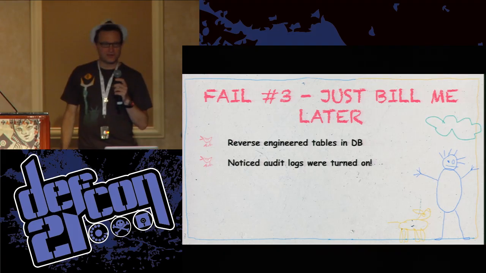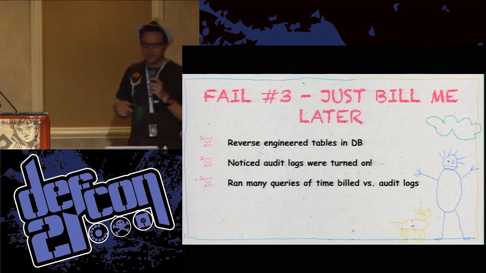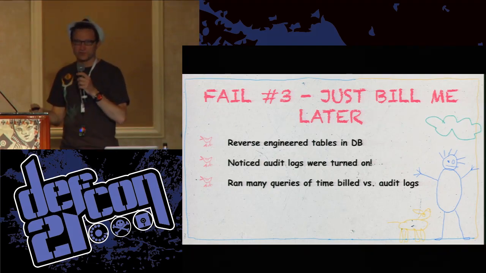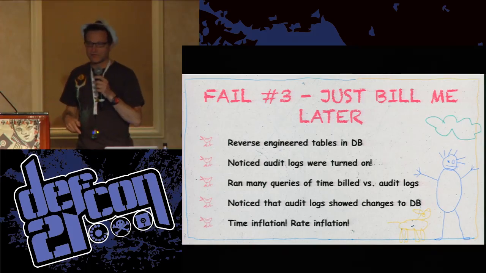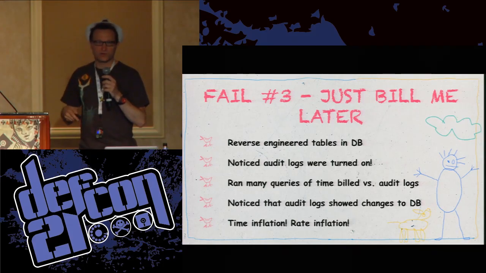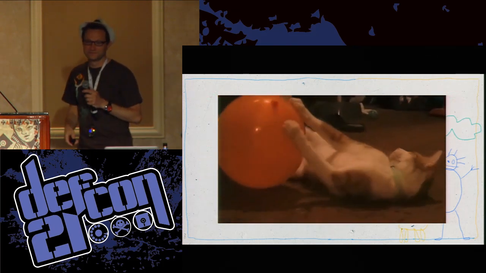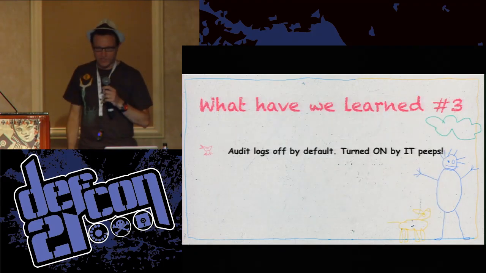We noticed that the audit logs were turned on in this, which happened to be particularly useful. So we ran a lot of queries on time billed versus the audit logs, and we found there was sort of a pattern of inflation going on, because basically when you're billing on time and materials, all you've got is either hours or a rate, and they got overly inflated. So basically there's two things that you can change there. You can change time or you can change the rate.